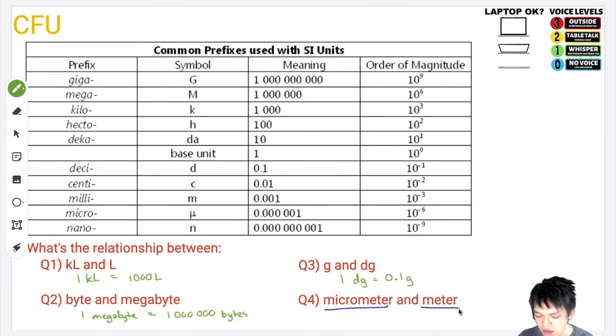Last one. Micrometer and meter. Micro is the prefix here, so we're going to look for micro. Oh, it's down here. Micro is the one that looks like a U. So a micrometer is how many meters? That many meters, 0.000001 meters. So to visualize this, a micrometer is 0.000001 meters. Put the 1 in front of the prefix and write an equal sign. 1 micrometer equals 0.000001 meters.